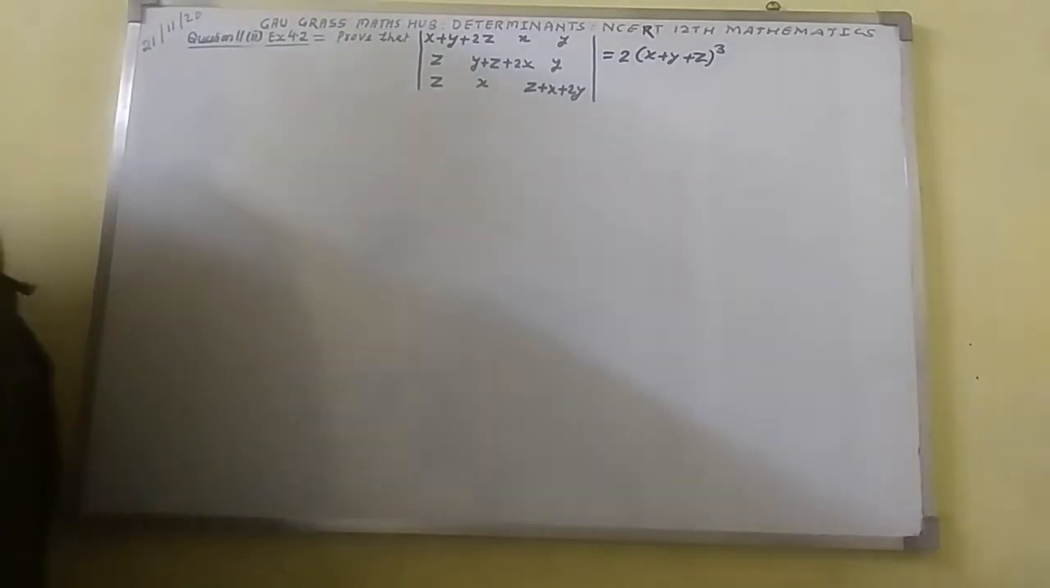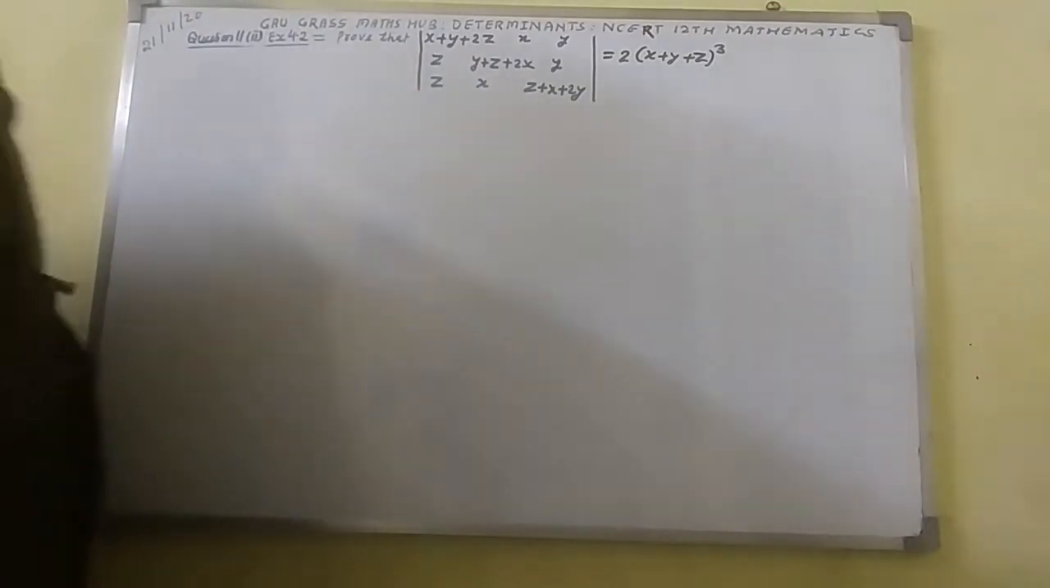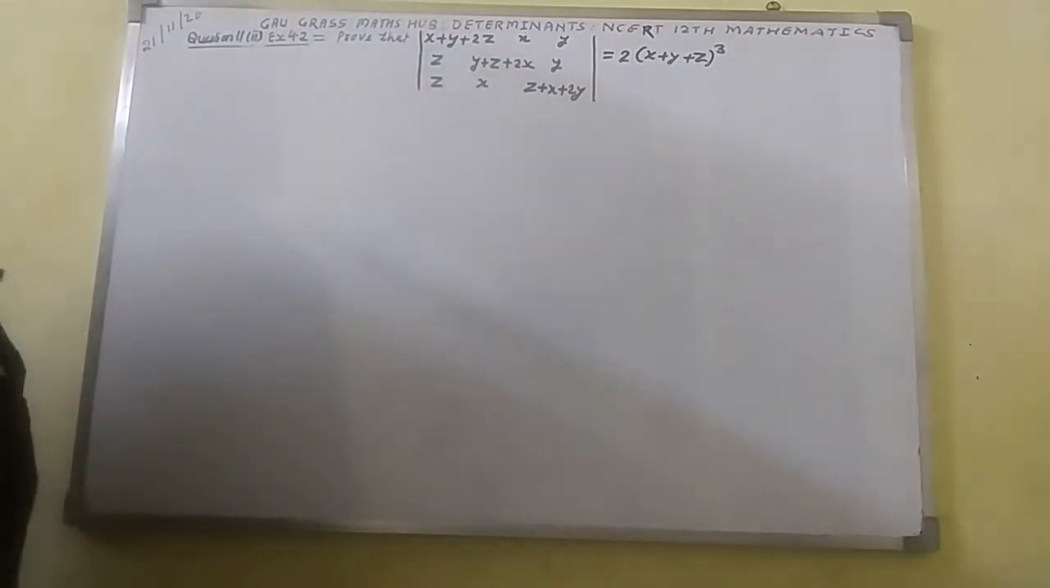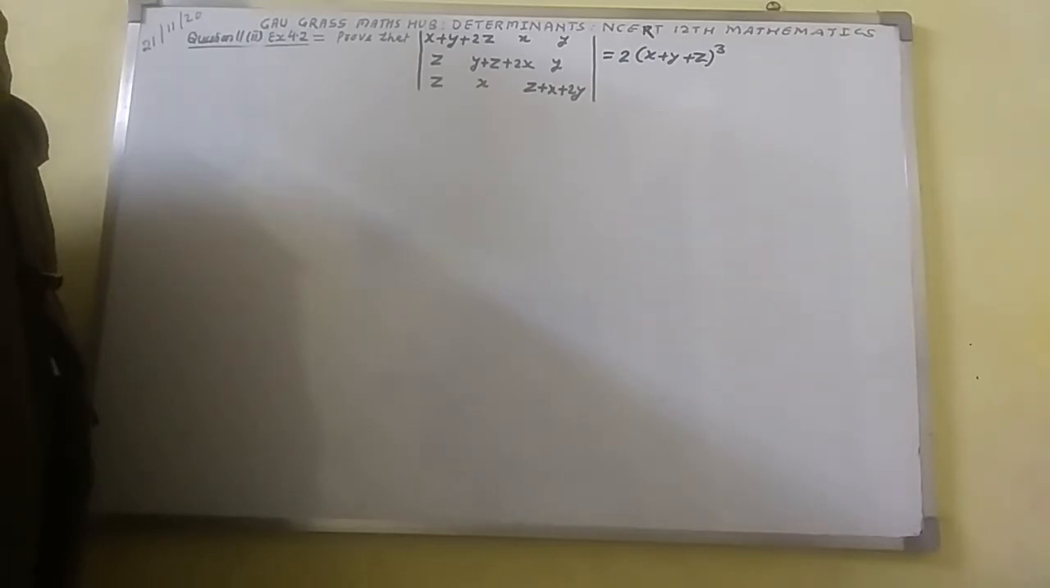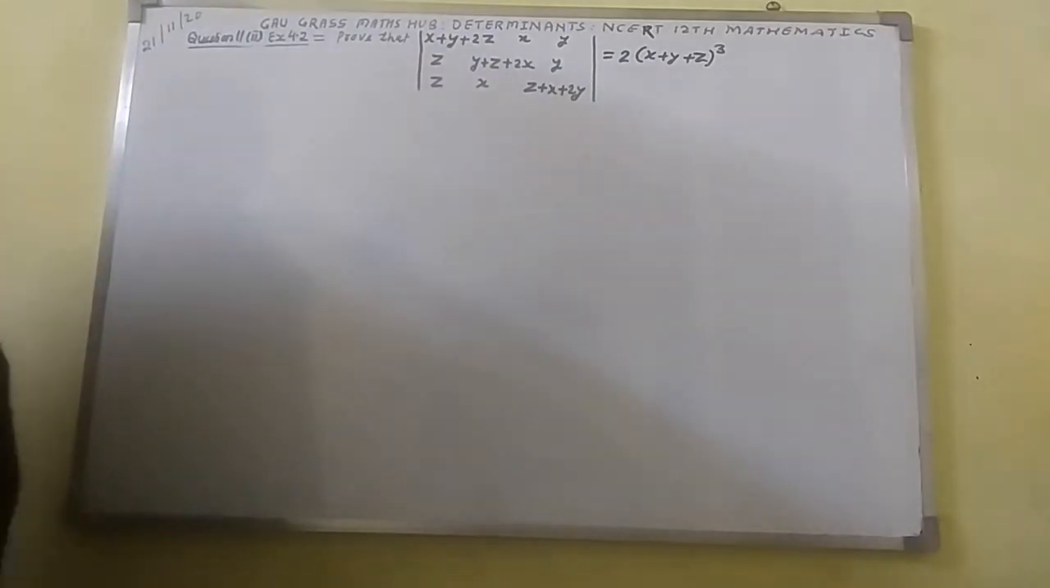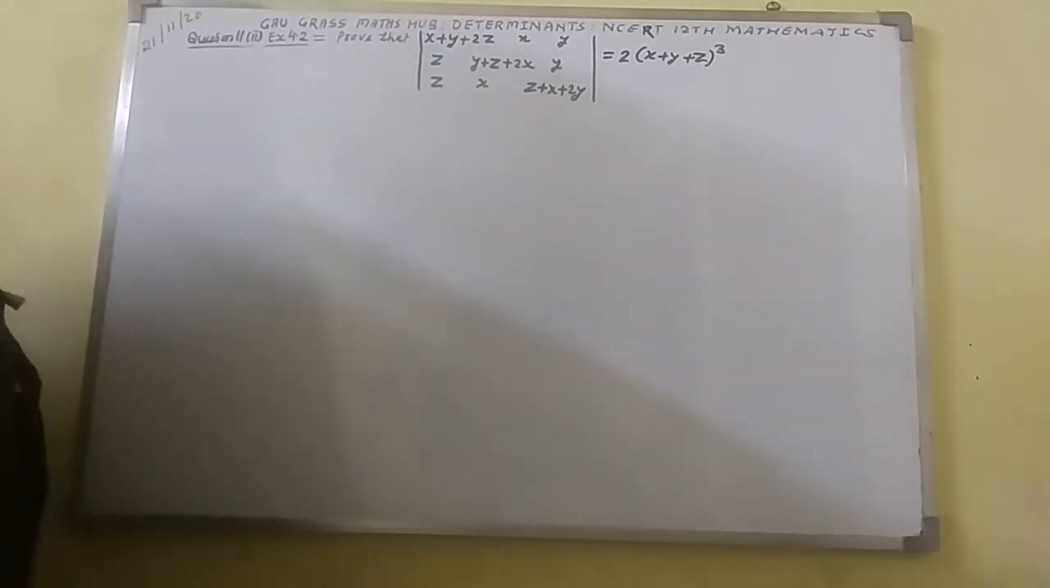Question number 11, Roman 2, exercise 4.2: prove that the determinant with elements of the first row x plus y plus 2z, x, y; the elements of the second row z, y plus z plus 2x, y; the elements of the third row z, x, z plus x plus 2y equals 2 times (x plus y plus z) whole cube. This is the question I am going to discuss here.